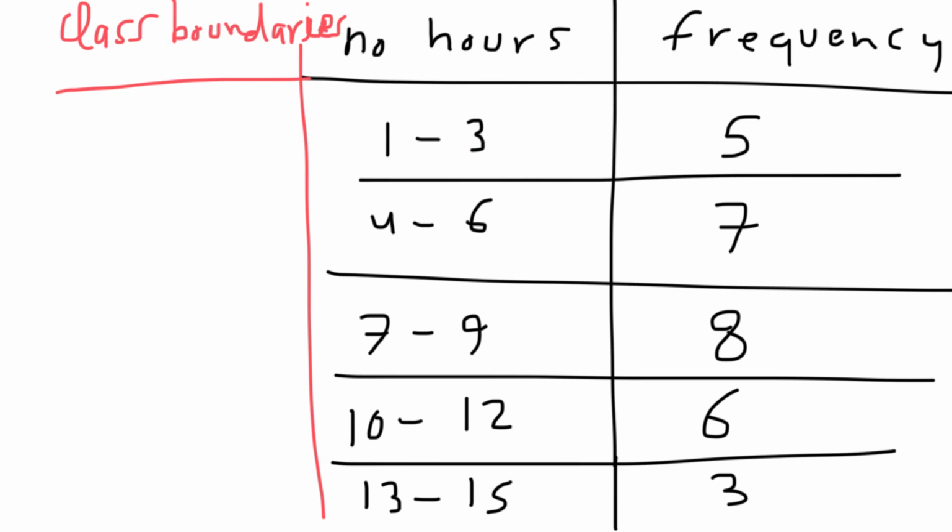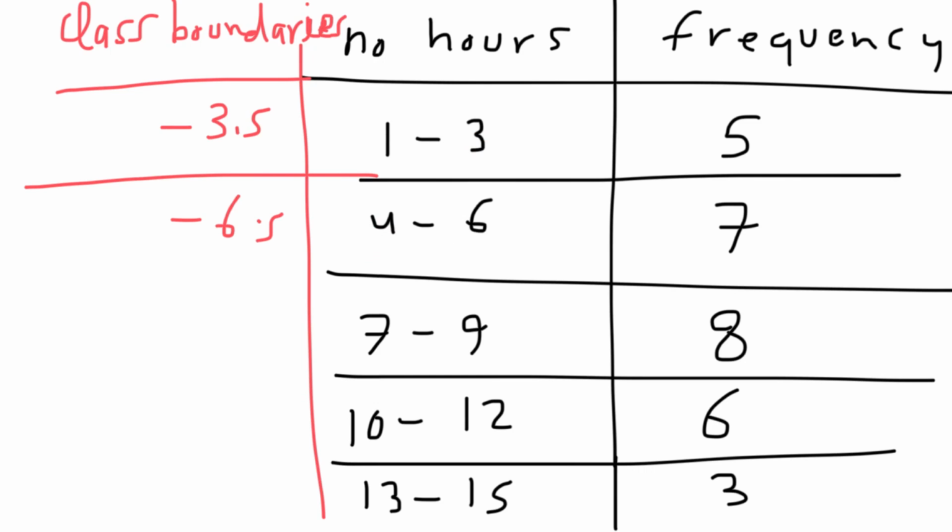So in this case, I have a halfway between this class, which ends at 3, and the next one, which starts at 4. So between them there is 3.5. So that means the upper boundary here is 3.5, halfway. And similarly, the upper boundary for the next one will be between 6 and 7, so it will be 6.5.